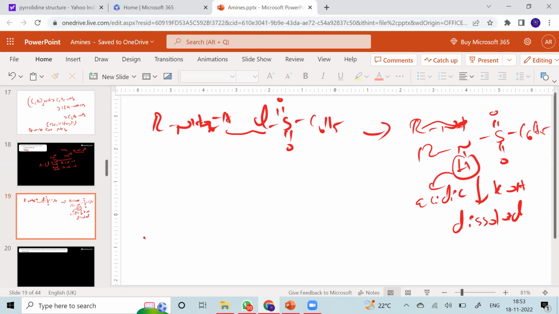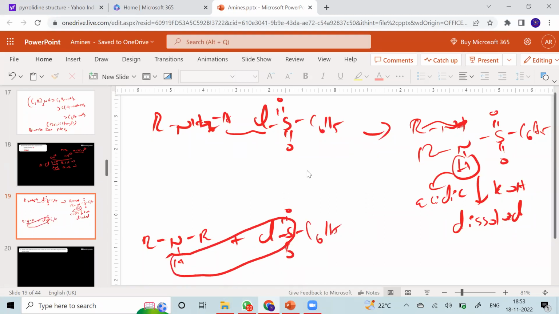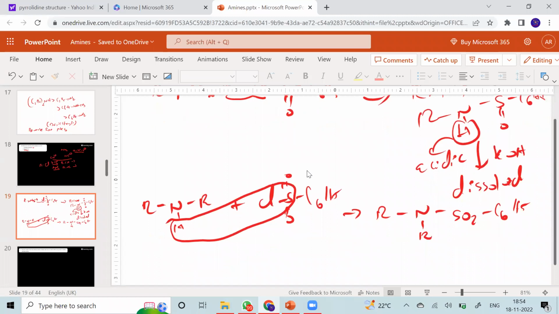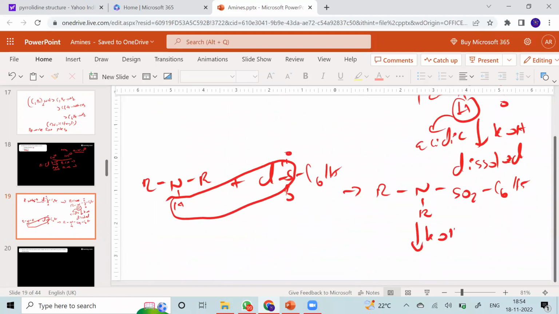But if I go for secondary amines, R2NH, and you go for Cl-SO2-C6H5, you will be able to remove these two, no issues. That is HCl. You will form R2N-SO2-C6H5. Now if you try to put KOH, you see that this does not contain any hydrogen, so this will not dissolve.